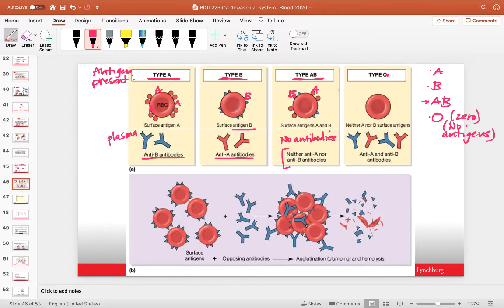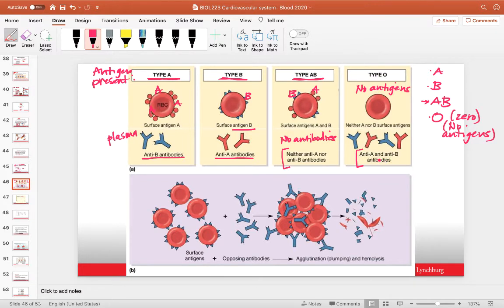Okay? Now, type O blood is exactly opposite. It has no antigens present on its red blood cells. As a result, it's going to see both antigens as foreign. So it's going to have both types of antibodies. It's going to have anti-A and anti-B antibodies.